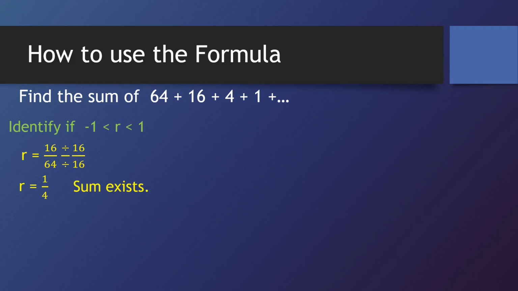Therefore, we can now solve it using our formula, which is S sub infinity is equal to A sub 1 over 1 minus R, where S sub infinity is unknown. A sub 1 is 64 because that is the first term of our geometric sequence. Then R is equal to 1/4, which is our common ratio. We can now replace the variables in our formula with these values that we obtained. So we're going to have S sub infinity is equal to 64 over 1 minus 1/4. A sub 1 is replaced by 64, R is replaced by 1/4.